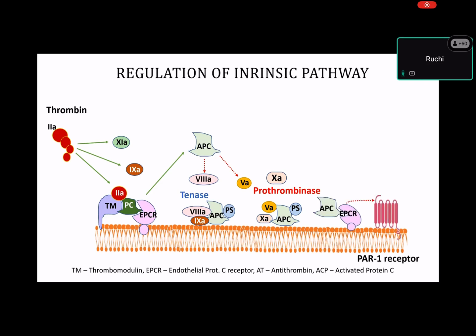Further, APC also interacts with the EPCR and reduces the activity of the PAR1 receptor, that is the receptor on the platelet surface. So it is also kind of subduing the platelet activation. Further, the major regulator of thrombin is antithrombin. So antithrombin not only blocks thrombin, but it also blocks factor 11A, factor 10A, and to some extent other factors like factor 9A. So this is how the intrinsic pathway is kept under check.